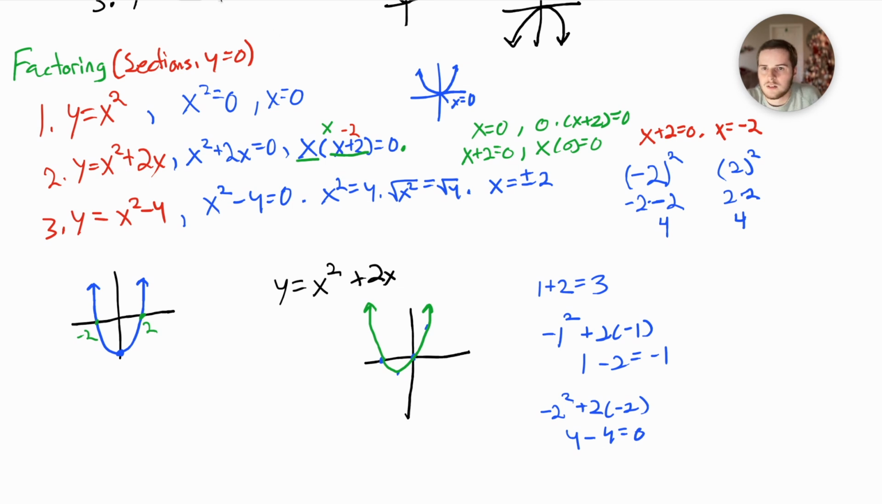So again, we're taking this one from number 2 up here, and that one says that x can equal 0 and x can equal -2, and that's when y is equal to 0. And we can see that in these 2 points right here. And then when you have those 2 points and you kind of find where it peaks, it's very easy to draw from there, just pretty straightforward.